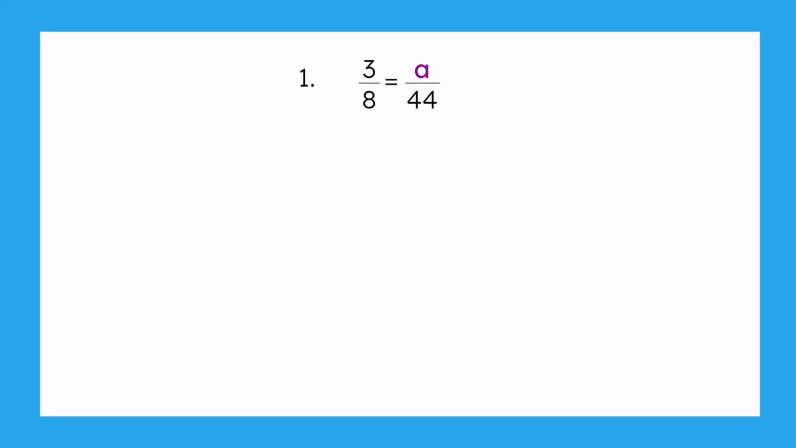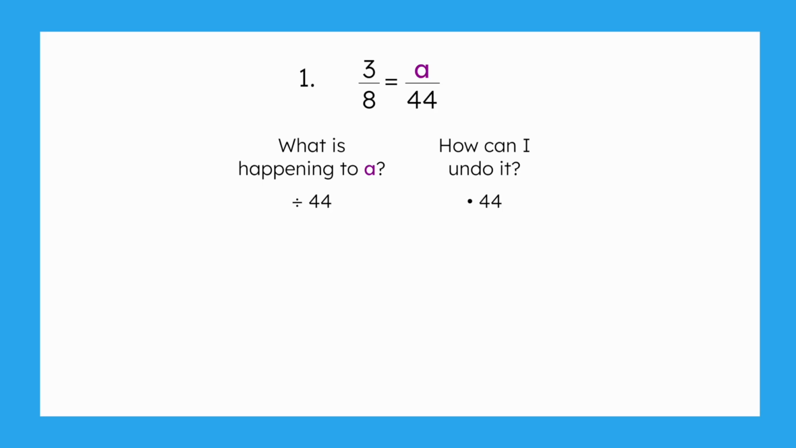3/8 is equal to a over 44. What is happening to a? A is being divided by 44, so how can I undo division? Exactly! I need to multiply both sides by 44, which will cancel the division and get a by itself.